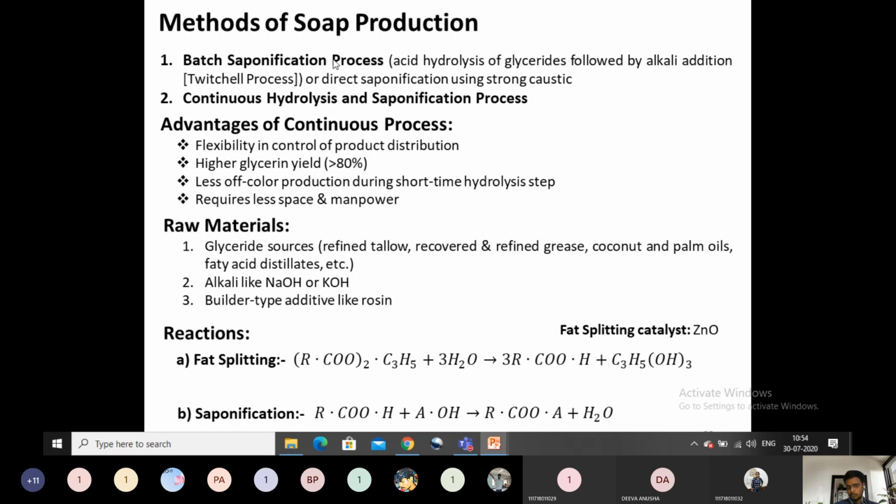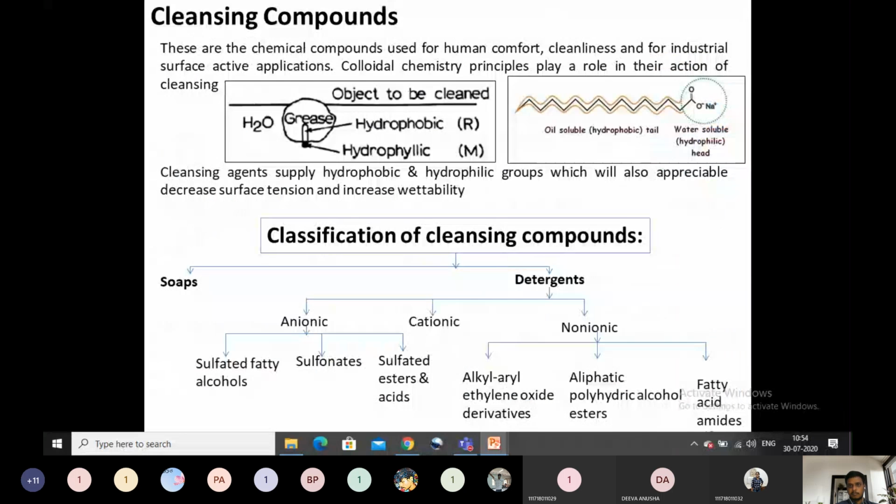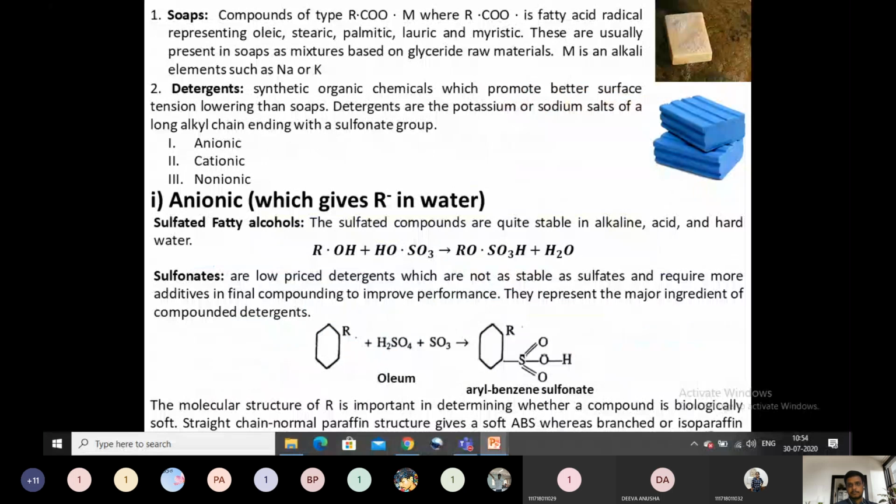One is the batch saponification process. Within the batch saponification process, there are two further processes. One is acid hydrolysis, in which acid acts as a catalyst to split the glycerides into the respective fatty acids and glycerin molecules, because a triglyceride is nothing but the ester of three fatty acids and one glycerol molecule. Earlier we have defined the triglyceride here.